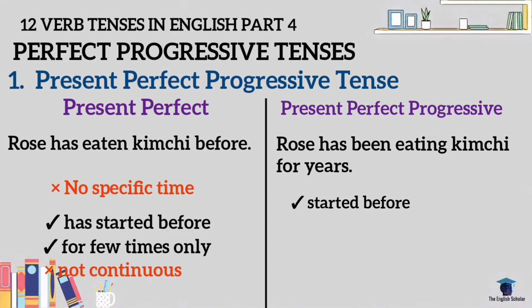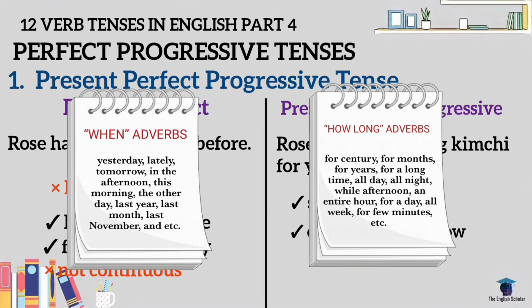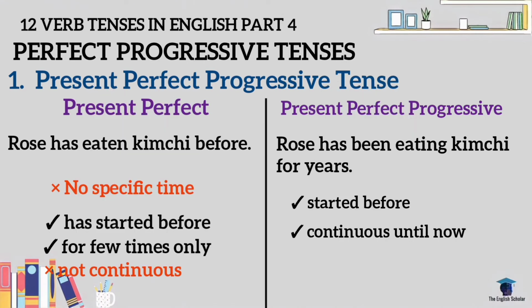This means that Rose had started eating kimchi years before, and she still keeps on eating until now. And "for years" here tells us for how long she has been eating kimchi. If you check each sentence structure, you will notice the adverbs of time they use. In the present perfect, we use adverbs that tell us when. In the present perfect progressive, we use "for how long" adverbs. Please take note of that.